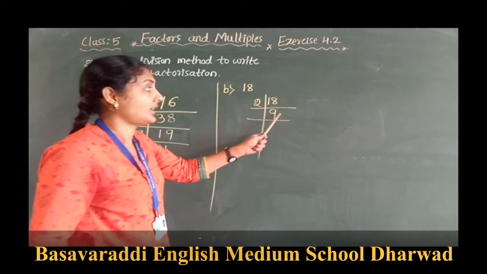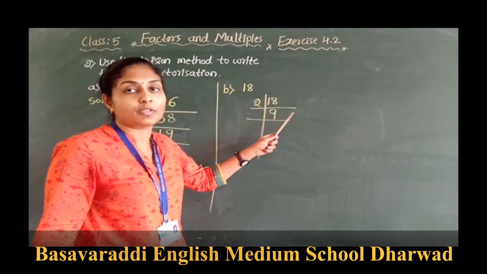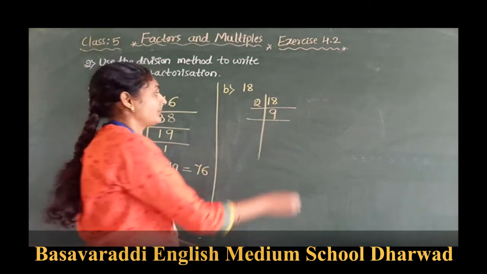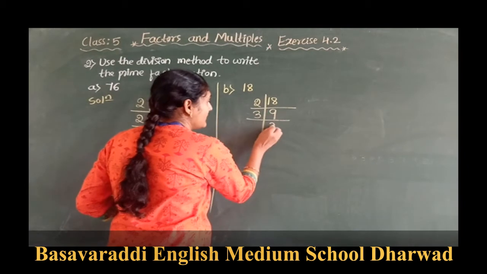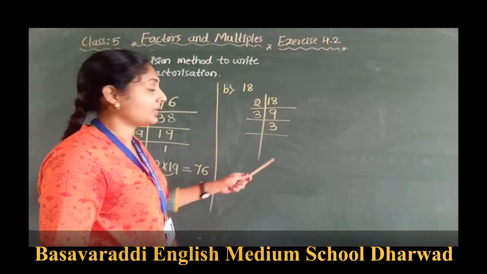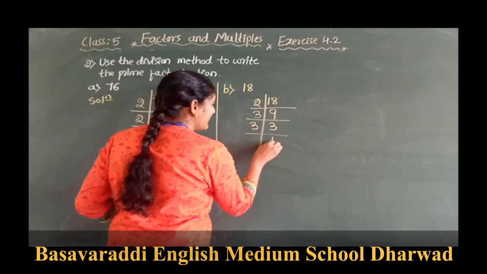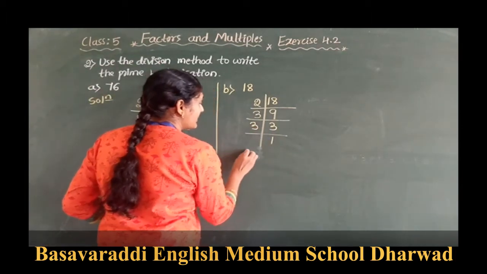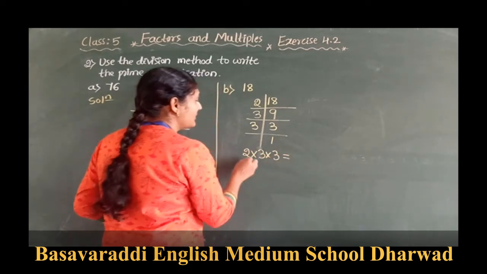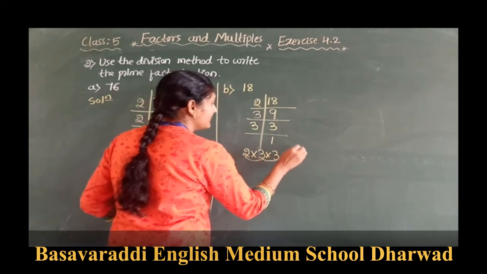Next, the 9. The 9 is divisible by 3. Remember the third rule? Yes, 9 is divisible by 3. So 3 threes are 9. Next, 3 is a prime number. Why? Because it has only two factors. So 3 ones are 3. Let's write the factors here: 2 into 3 into 3. That becomes 2 threes are 6, 6 threes are 18.